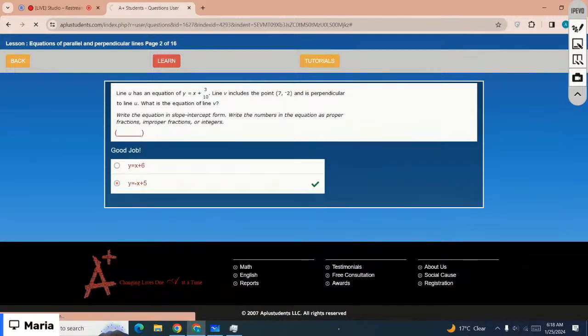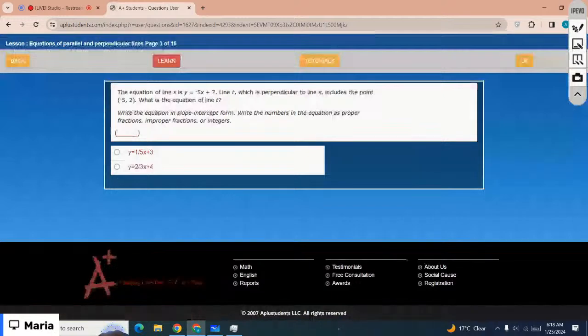For the next one, you can calculate the value in your notebook and write the correct option in the chat box.